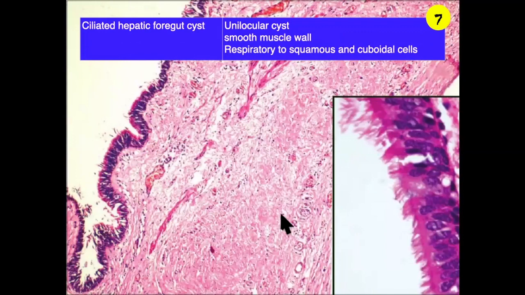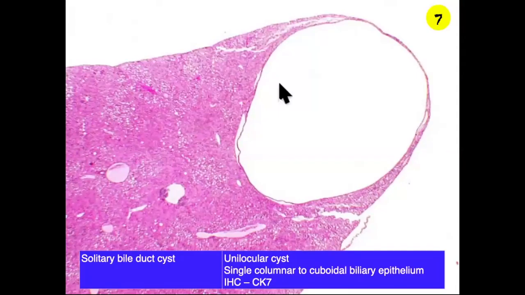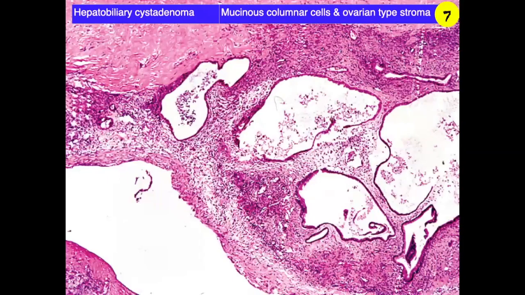This is another cyst where the lining epithelium looks more like a respiratory type of ciliated cells. So this is known as ciliated hepatic foregut cyst. It's usually unilocular with a smooth muscle wall with the respiratory or squamous or cuboidal type of cells. This is a solitary bile duct cyst. These are all incidental findings. Unilocular cyst lined by single cuboidal or columnar epithelial cells, and it will be positive for cytokeratin.